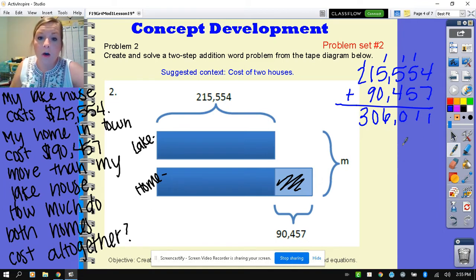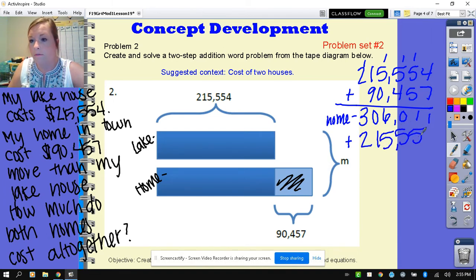Okay, so now we have to find out the total of both. So although it looks like we already added in our lake house, we haven't. This is just the price of our actual home. So now we need to go back and add 215,554 because we need to find out the price of both houses.